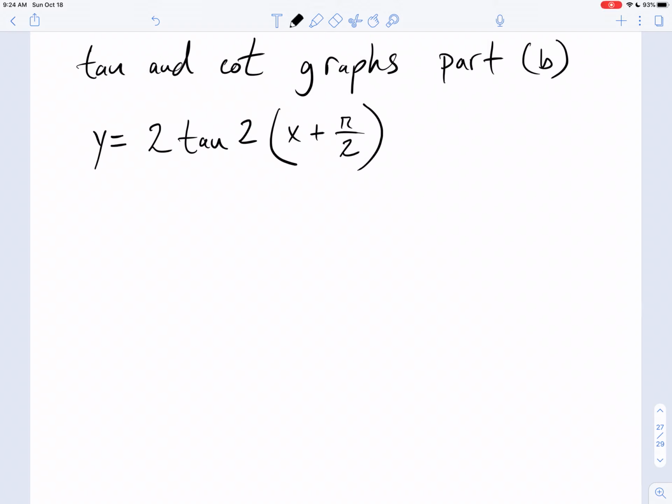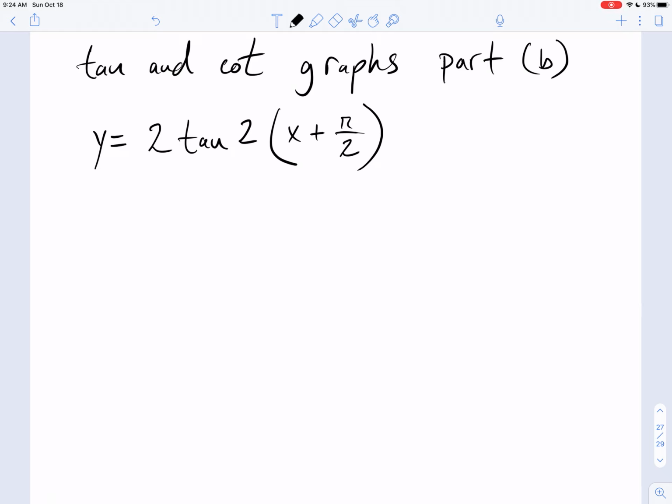Okay, guys, here comes part B. We're going to look at the ones that have a phase shift in them, but it's still the same type of concept. It's asymptote, asymptote, 1, 2, 3. So we just have to find where the two asymptotes are, and we're going to be good to go.